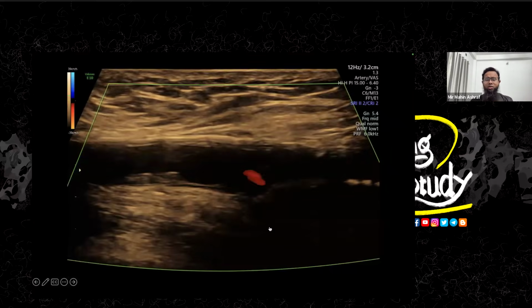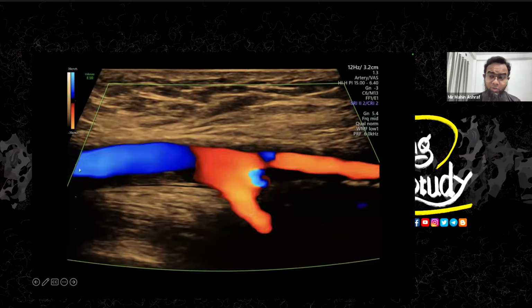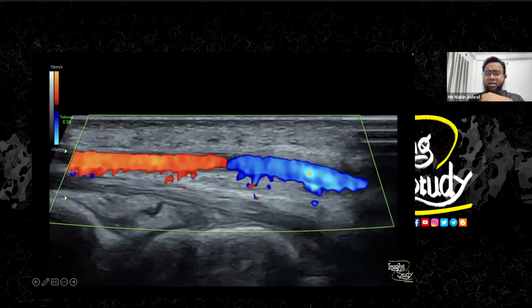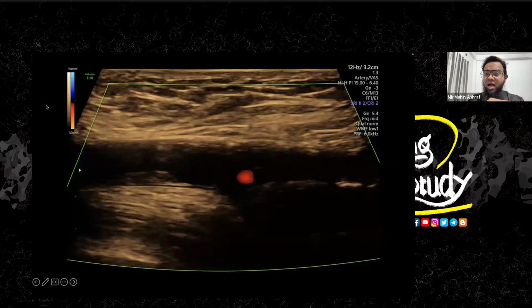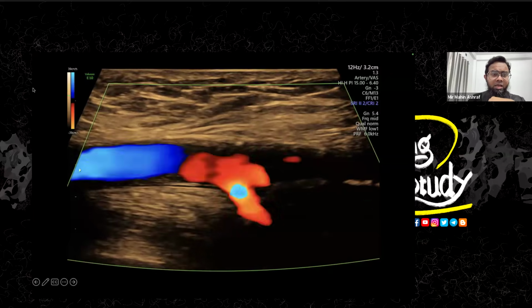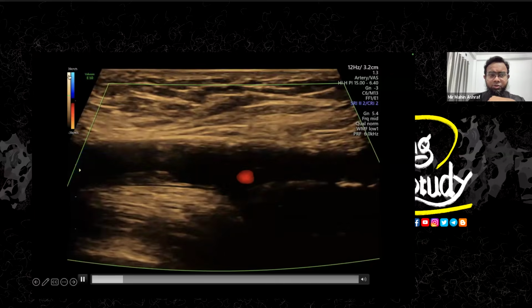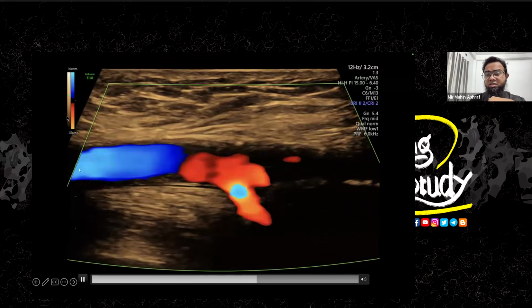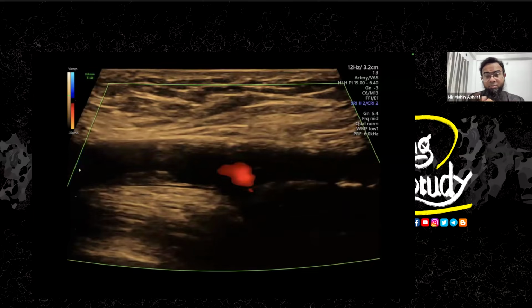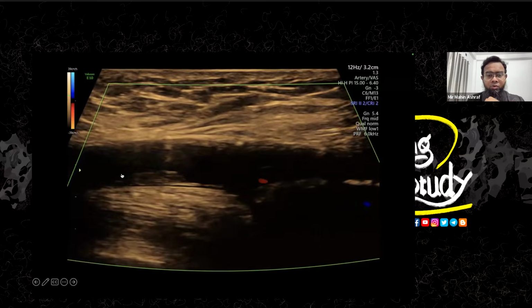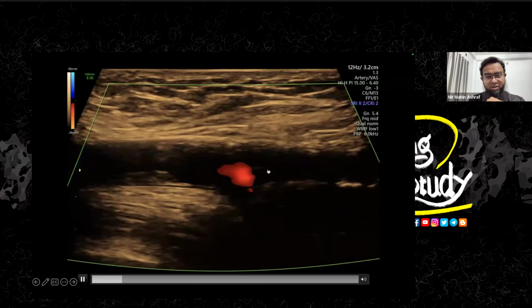Here we can also change the direction by our manual setting. To understand the direction, you see there is a scale over here. The upper part indicates towards the transducer flow and the lower part indicates away from the transducer flow. In my setting, towards the transducer flow will show red color. But here I have inverted it with the invert option. Now my machine shows that towards the transducer flow is blue and away from the transducer is red. So you can change it depending on what you need.